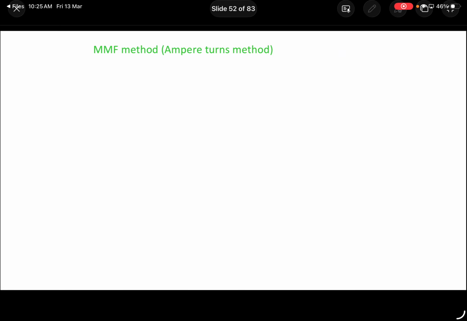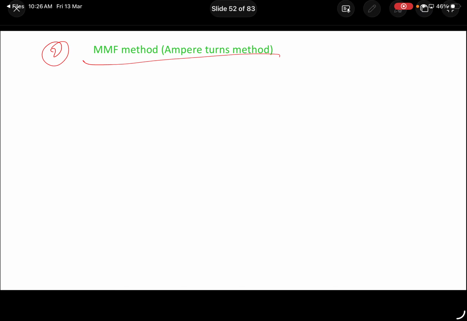So we'll continue our discussion on the second method, the MMF method or Rother's ampere turns method. MMF stands for magnetic motive force here. So what is the drawback of the EMF method?